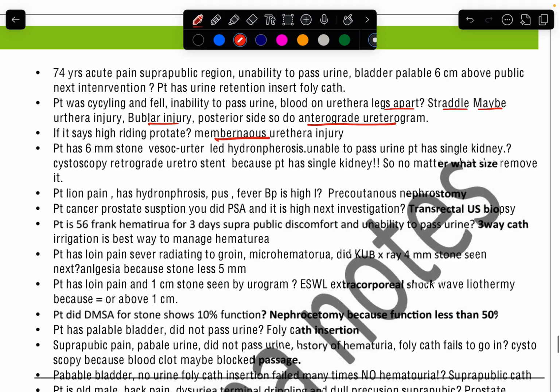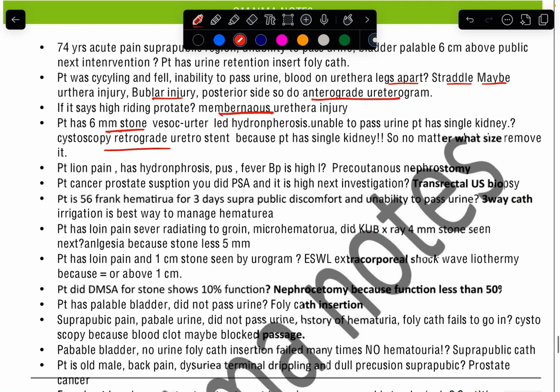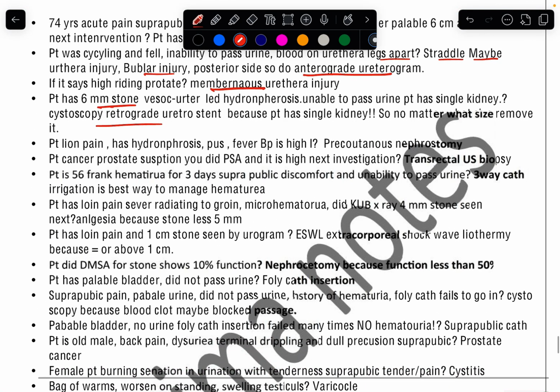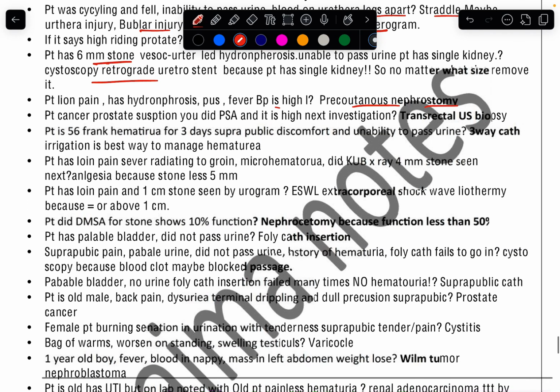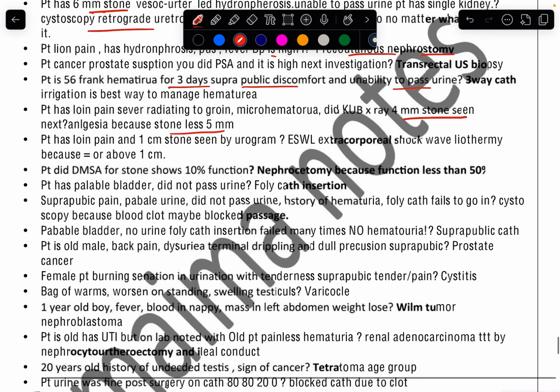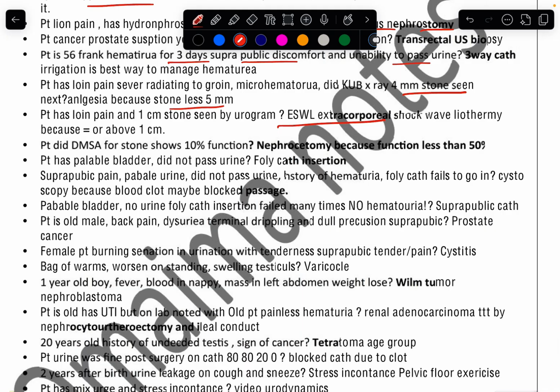It says high riding prostate is membranous urethra. 6 mm stone, vesicoureteric junction, cystoscopy, retrograde, UV junction. So no matter the size, remove it. Patient loin pain, hydronephrosis, BP is high, percutaneous nephrostomy. Patient cancer, suspicion of frank hematuria, 3 days, suprapubic discomfort, inability to pass urine. There is managed hematuria. Patient loin pain, severe radiating to groin, microscopic, 4 mm stone, analgesia, stone less than 5. Patient has loin pain, 1 cm stone, ESWL. Did DMSA for stone, 10% function, nephrectomy is the treatment because function is not there.